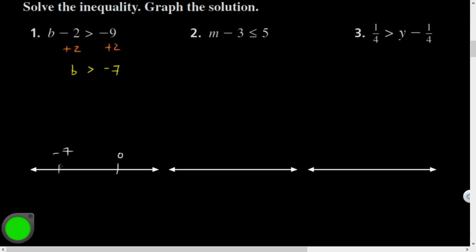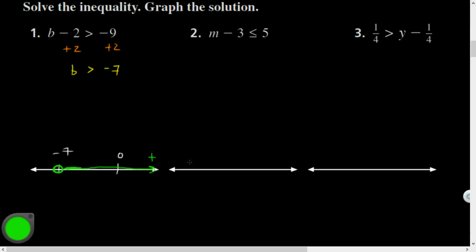Is it open circle or closed circle? Does it have the equal part? No, so it'll be open. And the numbers bigger than -7 are going to be what? To the left or right? To the right, yeah, towards the positive x-axis, the bigger numbers.